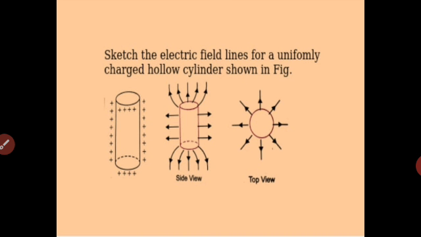This is a question where we have to sketch the electric field lines for a uniformly charged hollow cylinder. The front view is as shown. It's a hollow cylinder with positive charges given to it. The second diagram shows the field lines.